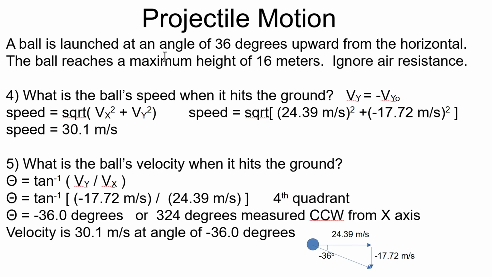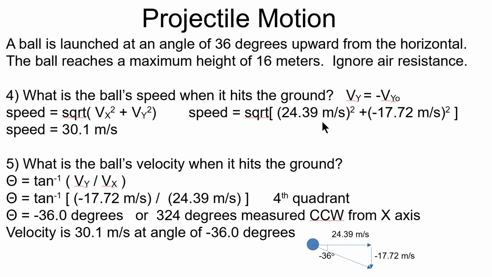What's the ball's speed when it hits the ground? Well, in the y direction, the velocity is just going to be negative the launch y velocity. It's going up when we launch. It's coming down when we land. Down is a negative number. Speed is the square root of the squares of the two components added together. So we just found these numbers.